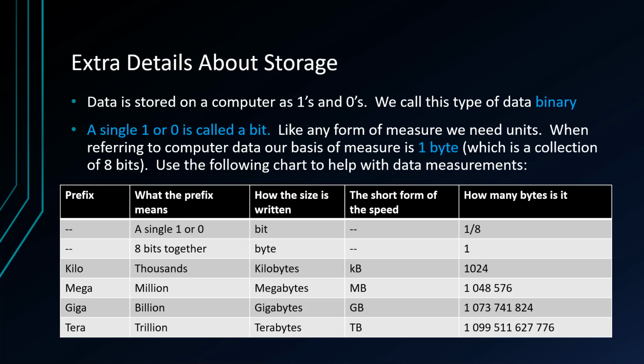Like any form of measurement, we need units. So when we're referring to computer data, we typically talk in terms of bytes. Now, the equivalent of this in regular measurement might be something like a millimeter or even a centimeter, I guess, because a centimeter is made up of 10 millimeters, whereas a byte is made up of 8 bits. 8 bits to a byte. I know that sounds weird, but it's 8 bits to a byte.